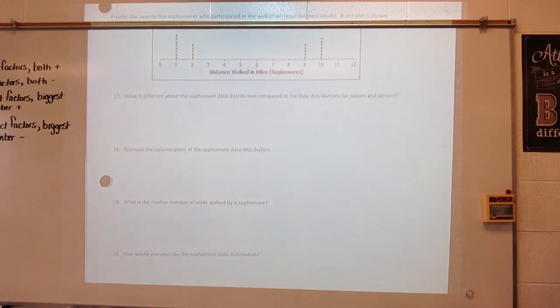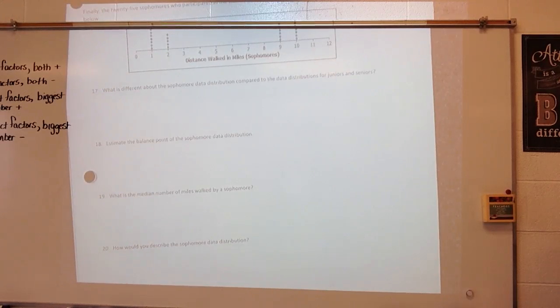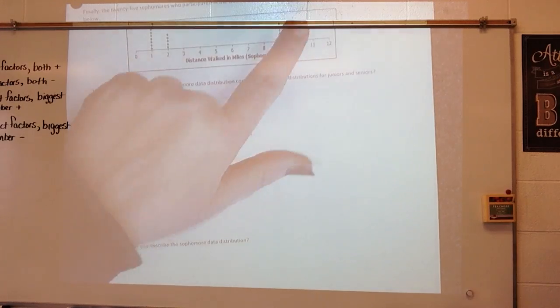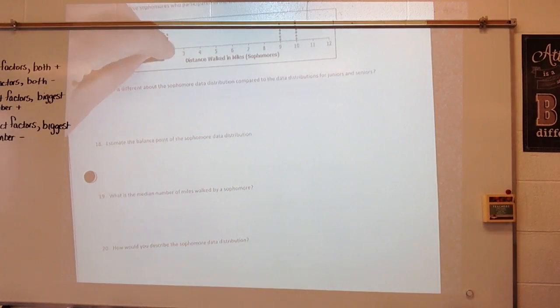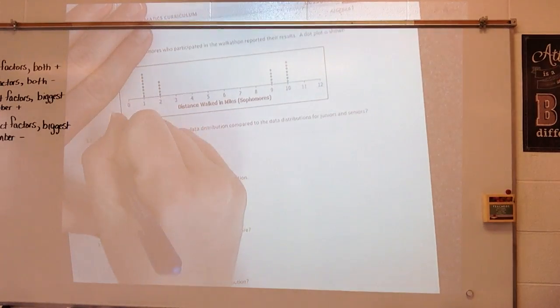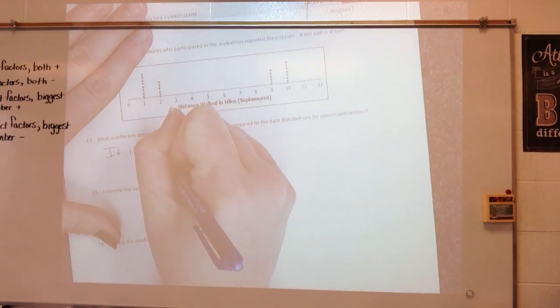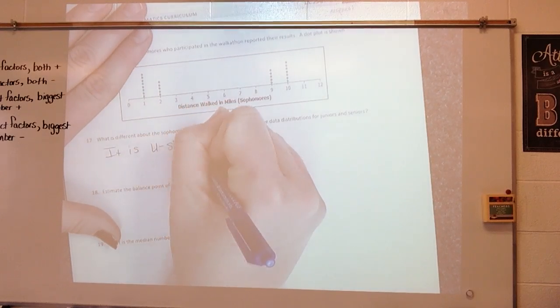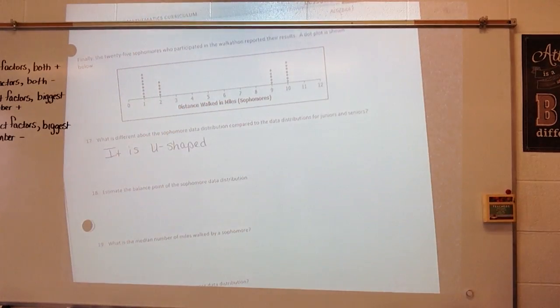Finally, the 25 sophomores who participated in the walkathon reported their results. A dot plot is shown below. What is different about the sophomore data distribution compared to the data distribution for juniors and seniors? Well, in this case, it's U-shaped. I've got a bunch of data down here, and I've got a bunch of data up here. It's U-shaped.